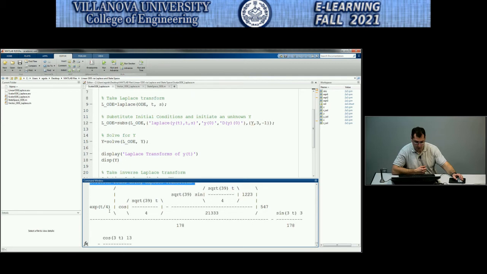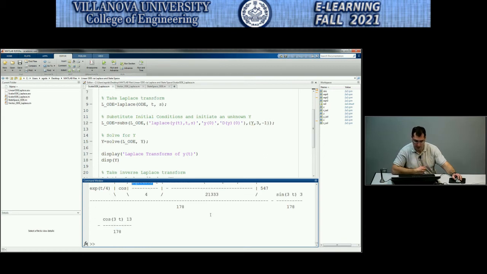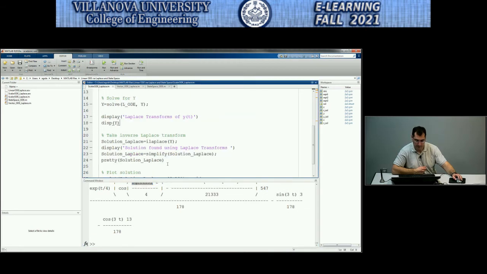So it's e to the power of t over 4 multiplied by cosine of, sometimes you have to help MATLAB a little bit. For some reason it doesn't give you the actual value of the square root of 39, so you would have to figure this out on your own. So square root of 39 times t over 4 minus, and so on. So this is going to be the solution in the time domain of this differential equation.